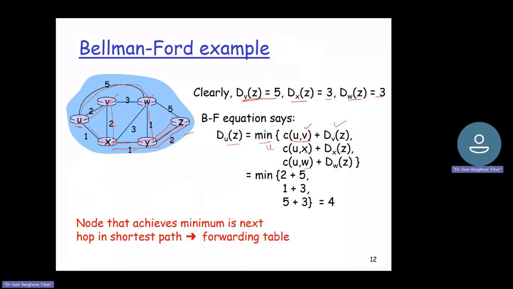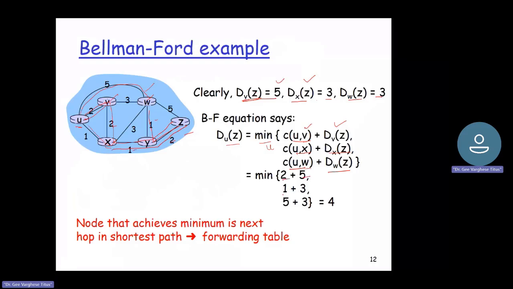Or else you can send your data to X, and then you have already computed the least cost of sending your data from X to Z. So send your data to X and then add the least cost. Or else you can send it to W, and from there to Z we have already computed. So you have this. Now out of these, which is the minimum? When you're considering V, you're sending it to V, that is 2, and from V to Z, we have seen that it is 5. So that is 2 plus 5.